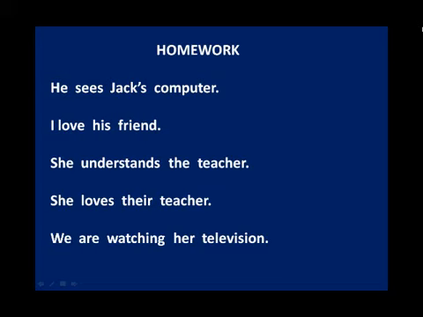She understands the teacher. Pay attention, there is no genitive here. There is no possession. However, in the following one, she loves their teacher. Their teacher is genitive because it's possession. Okay? So, pay attention to these tricks and try to translate them and send me your work.